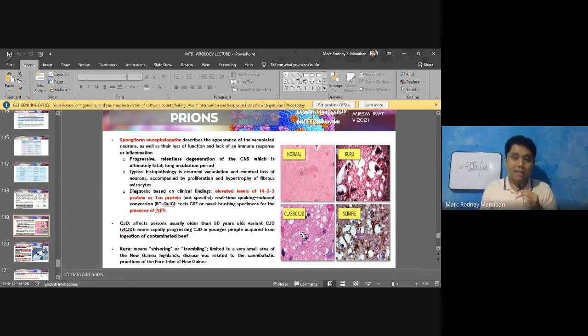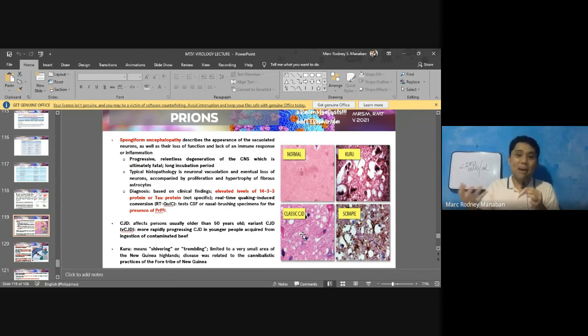So, the mechanism is if you consume the prion from contaminated beef. All right. Now, kuru means shivering or trembling. It's limited only to an area in New Guinea because of their cannibalistic practices. So, an indigenous tribe, they eat each other. Literally.